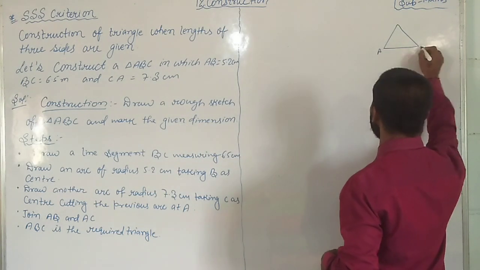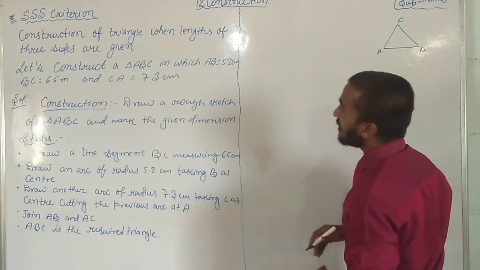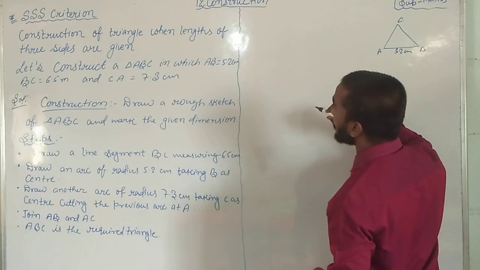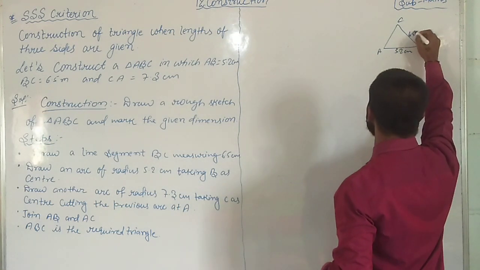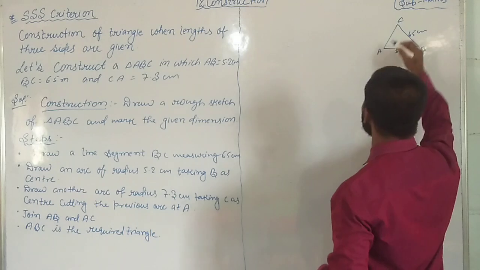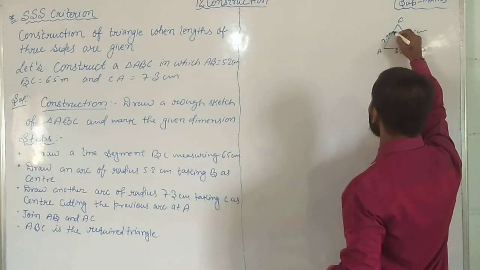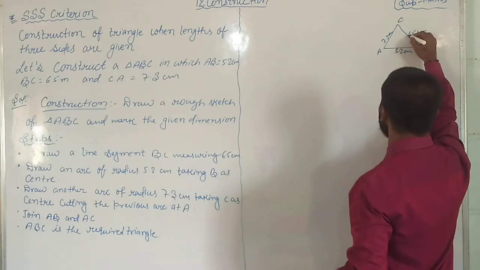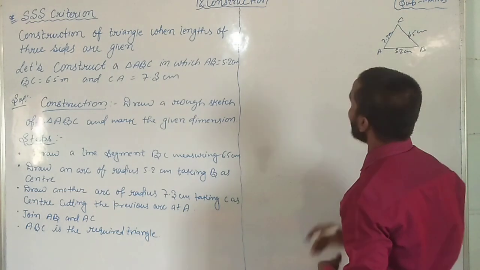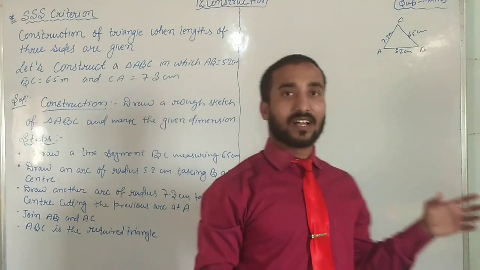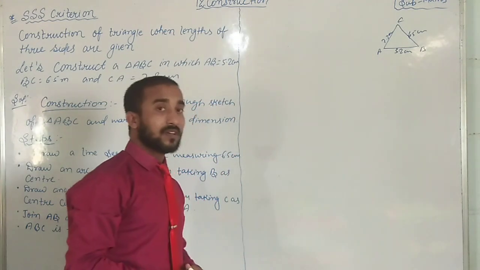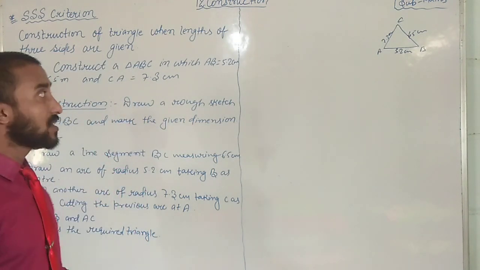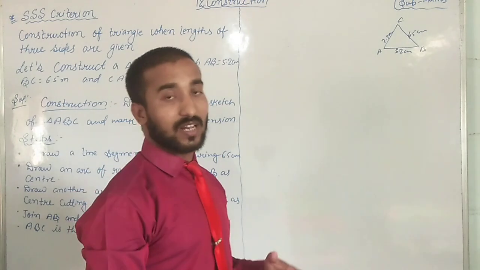Okay, students, A, B, C are there, in which AB is equal to 5.2 cm, BC is equal to 6.5 cm, and CA is equal to 7.3 cm. It means this side is the greatest, and this side is the smallest. So your diagram of the triangle may look like this. Are you getting it, my friends? Now we will learn step by step with the help of compass, ruler and pencil.